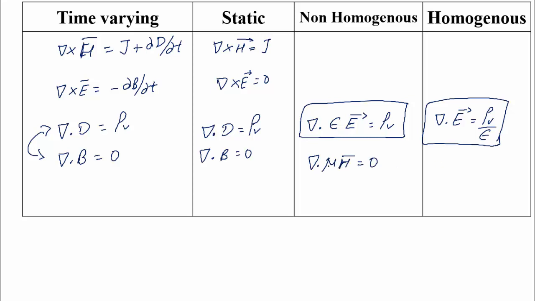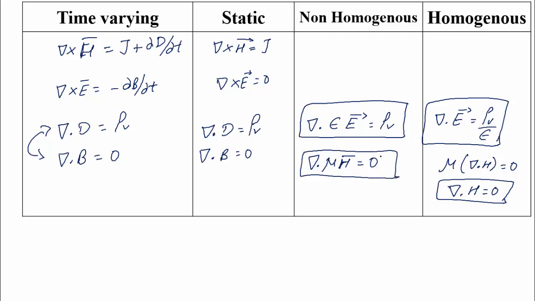Here, in the case of homogeneous medium, mu is a constant. So we'll be getting mu times del dot H equals 0, or del dot H equals 0. So this is one more thing you have to remember. Basic thing is, if they are asking non-homogeneous medium, these equations are valid. In the case of homogeneous medium, these equations are valid. So this is very important.